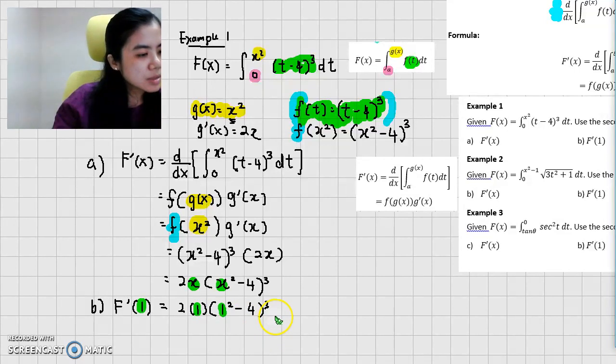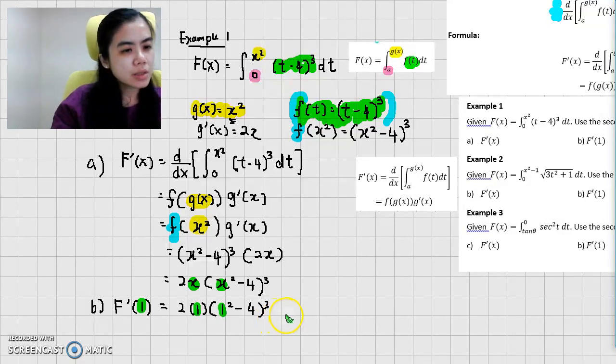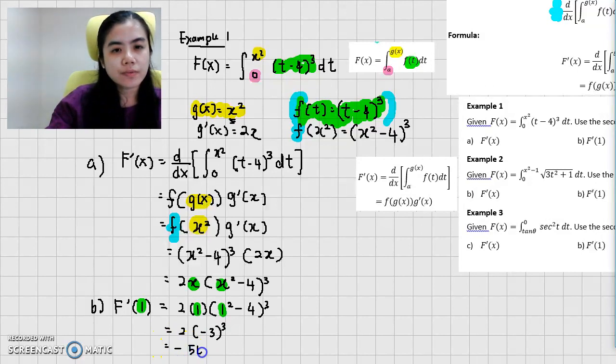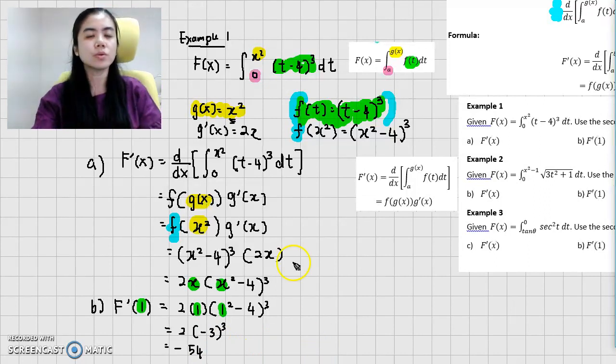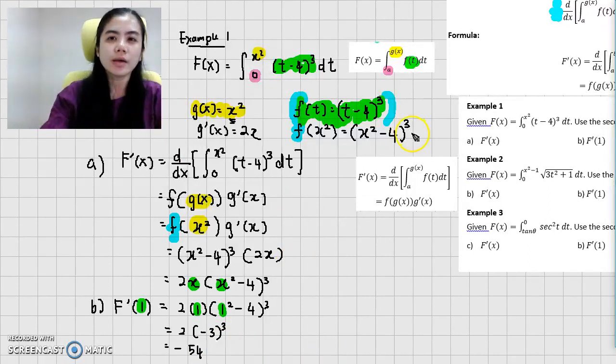It's a simple substitution that we do here. Let's just see what the answer is. We have 2, then minus 3 to the power of 3, which is basically minus 54. Right, so that is the solution for example 1.